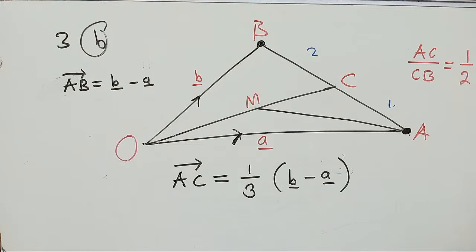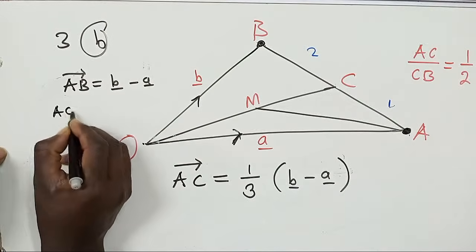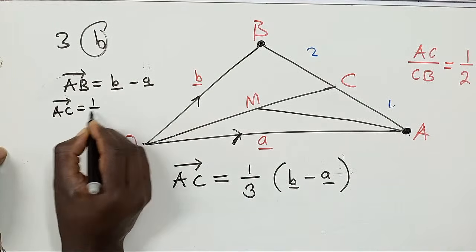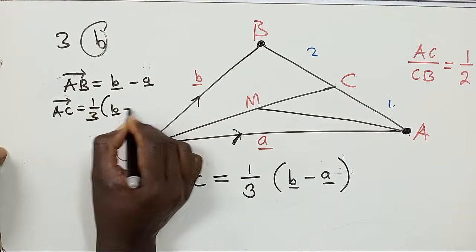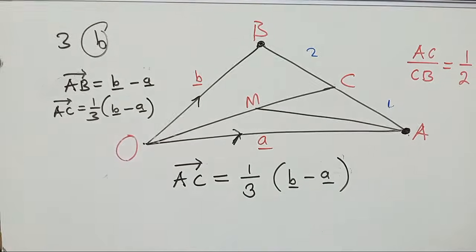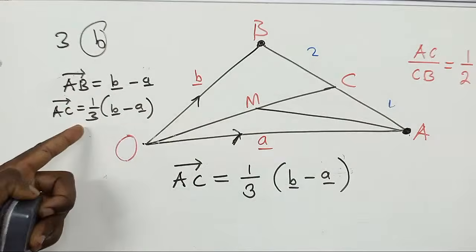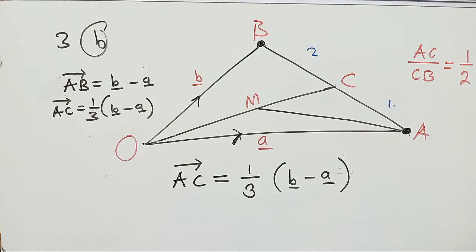Good. So we go to the next question. The next question here, they want is OC. So OC. Let's write our AC here, which is 1 over 3 B minus A, minus 1 over 3 B minus A, just like that.